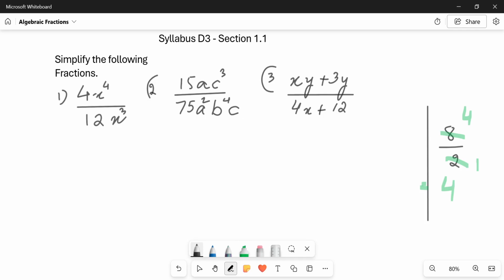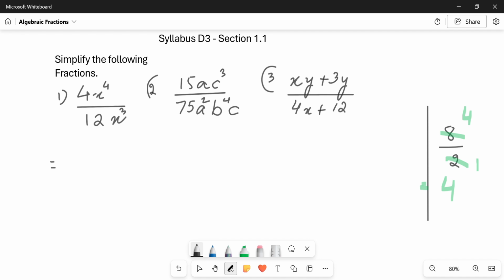Here it says 4x to the power 4 over 12x cubed. So first of all, we need to reduce both the numbers with the help of the highest common factor. Here 4 and 12 both come in the 4 times table. The highest common factor of 4 and 12 is 4. So simplify them by 4 directly. You can simplify by the 2 times table, but I'm simplifying it directly by 4.